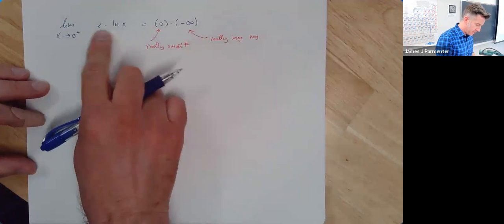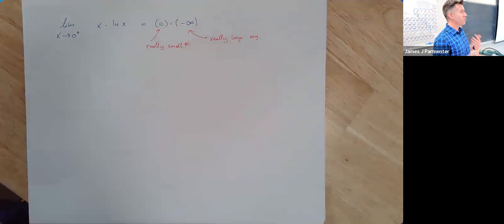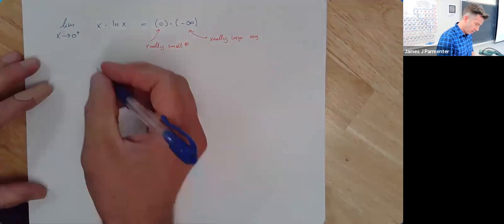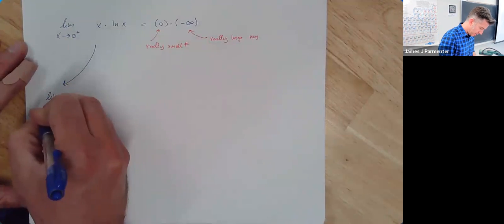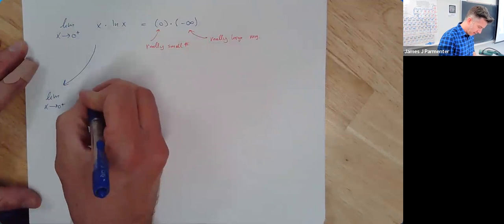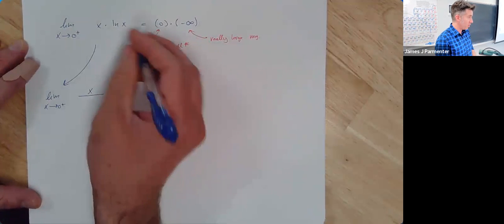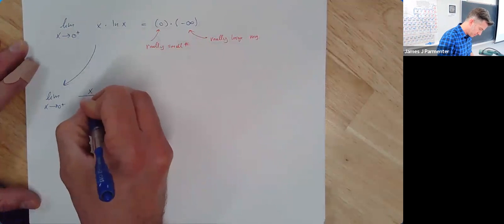When you have things multiplied together and you want to make it look like a fraction, you always have two choices, and one of them usually sucks. And one of them is usually pretty great. Here are my two choices. One choice is to write this as the limit as x goes to 0 from the right of x divided by the reciprocal of natural log of x.